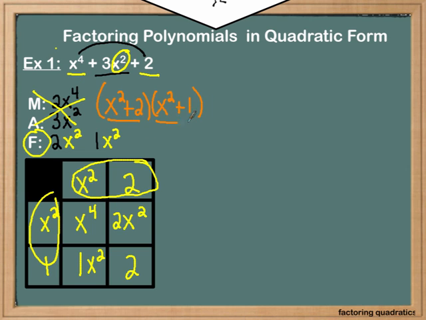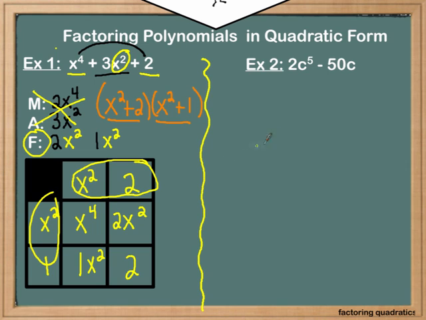X squared plus 2 and x squared plus 1 cannot go any further. They're binomials, but they are not difference of squares. Alright, in example 2, let's get to it.